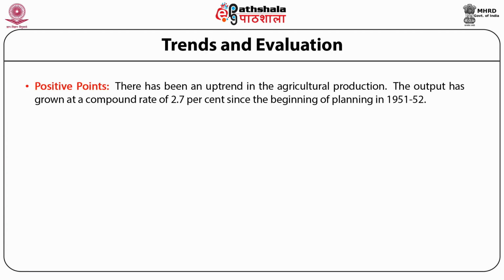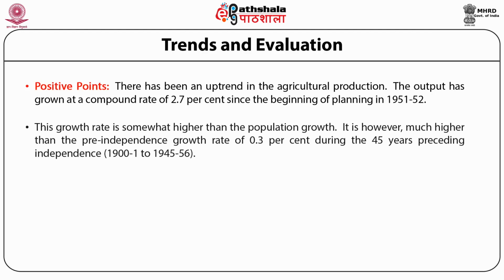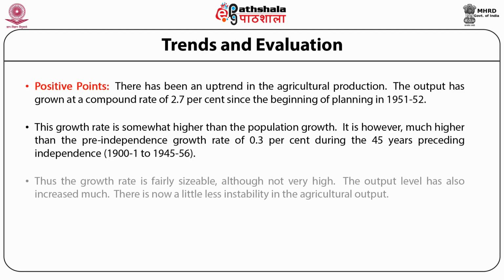The output has grown at a compound rate of 2.7% since the beginning of planning in 1951-52. This growth rate is somewhat higher than the population growth rate. It is, however, much higher than the pre-independence growth rate of 0.3% during the 45 years preceding independence. So, the growth rate is fairly sizable, although not very high.